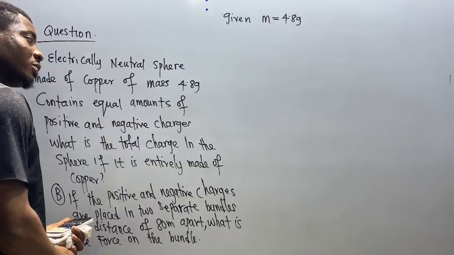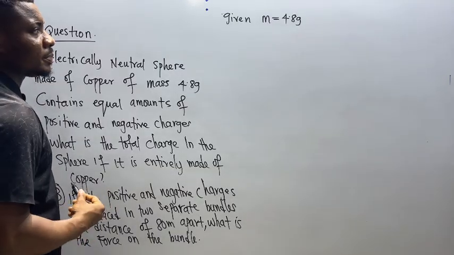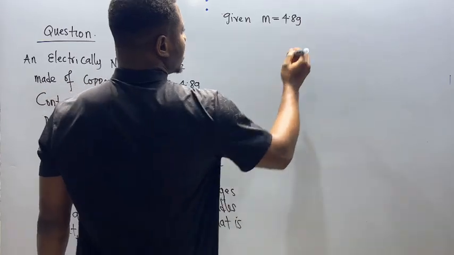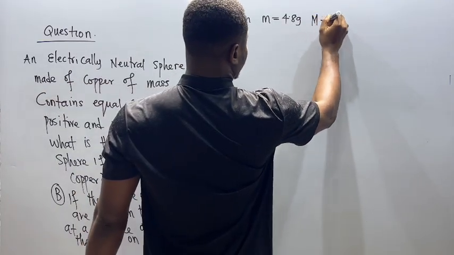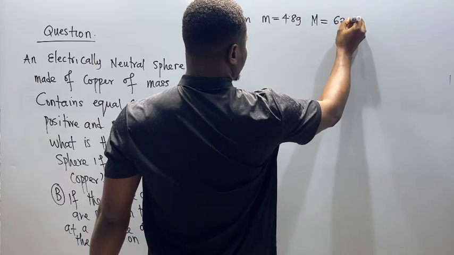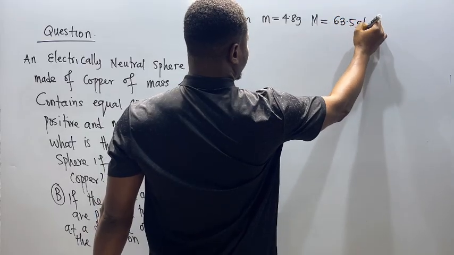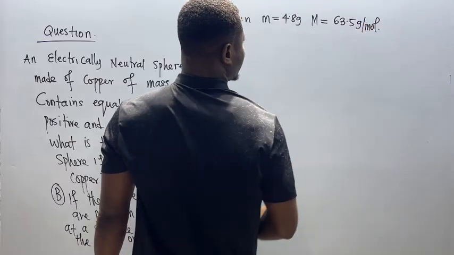Now, how do we solve this question? How do you get to that charge? Normally, I would need the molar mass of copper. That would be 63.5 grams per mole. This is the atomic mass.